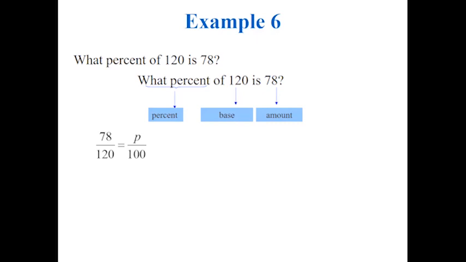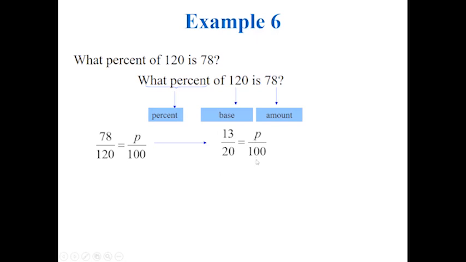So this is what I was warning you about before. If we were solving this with the equation x times 120 equals 78, we'd solve for x. It'd be in decimal form. We would have to change that to a percent. When we're doing the proportion, the percent is already a percent because of the fact that it's over 100. So no changes are necessary once we find P. Once we find P, that is the percent. We can reduce 78 over 120 to 13/20.